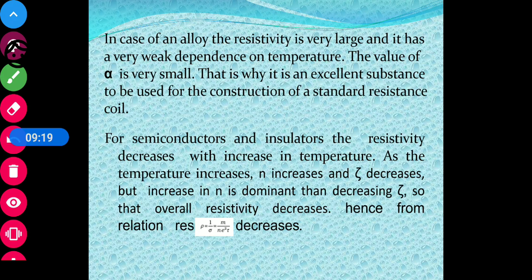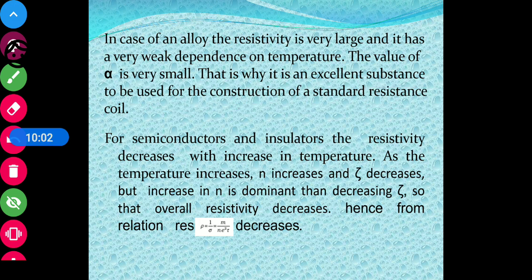In case of an alloy, meaning a mixture of two metals, the resistivity is very large and it has a very weak dependence on the temperature. The value of alpha is very small, that is why it is an excellent substance to be used for the construction of standard resistance coils. Some instruments used in the labs in which resistors are used are made from some alloy. In case of a metal, the resistivity increases with the temperature, but in case of an alloy, the value of alpha is very small, so there is a weak dependence on the temperature.